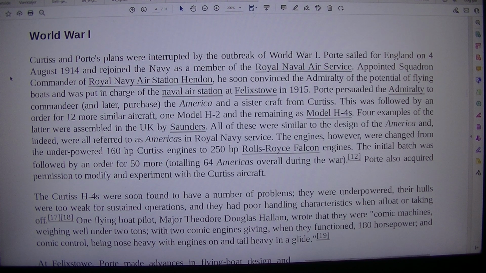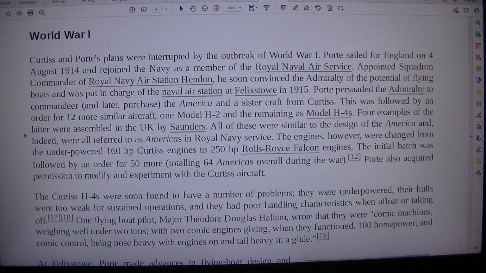Porte persuaded the Admiralty to commandeer, and later purchase, the America and a sister craft from Curtiss. This was followed by an order for 12 more similar aircraft, one Model H2 and the remaining as Model H4s. 4 examples of the latter were assembled in the UK by Saunders. All of these were similar to the design of the America and indeed were all referred to as Americas in Royal Navy service.